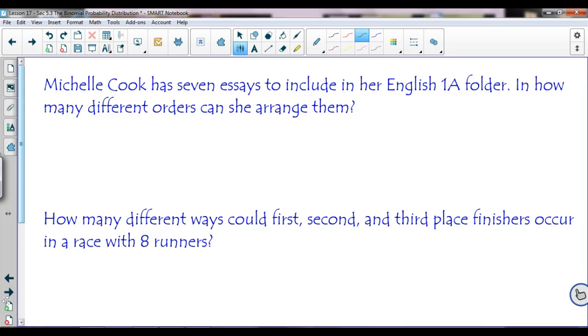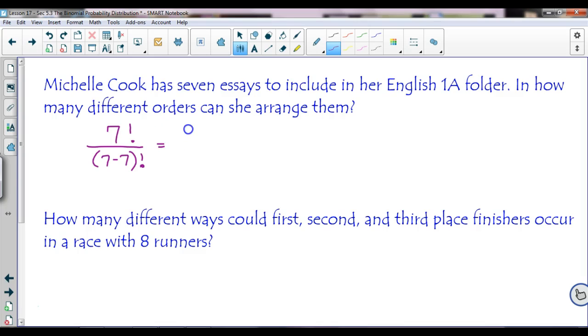All right. Have you had time to do these 2? No? All right, go for it. All right, Michelle Cook has 7 essays to include in her English 1A folder. In how many different orders can she arrange them? So does order matter? No. Yes, it does. It's a permutation. Oh, sorry. So you would have 7 factorial over 7 minus 7, right? Yeah. Order matters. The first essay is not going to be the same as the last essay, right? It's like the bookshelf thing.